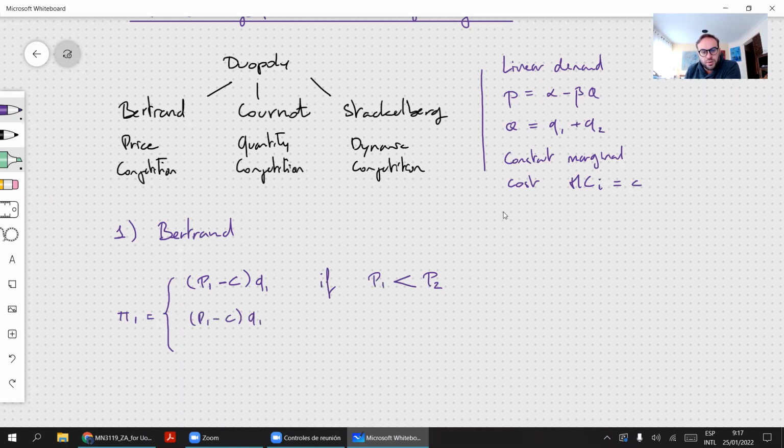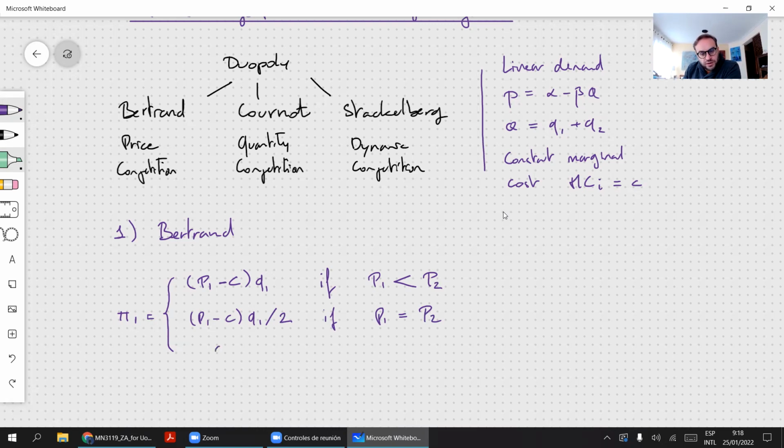So how much I win is the profit per unit produced, multiplied by the number of units that I produce, divided by 2 if I share the market, if the prices are equal. This is a common assumption that I'm going to split the market in 2. It's not that important how it's divided, but the idea is that it's less than if I have complete control of the market, if I have the whole market.